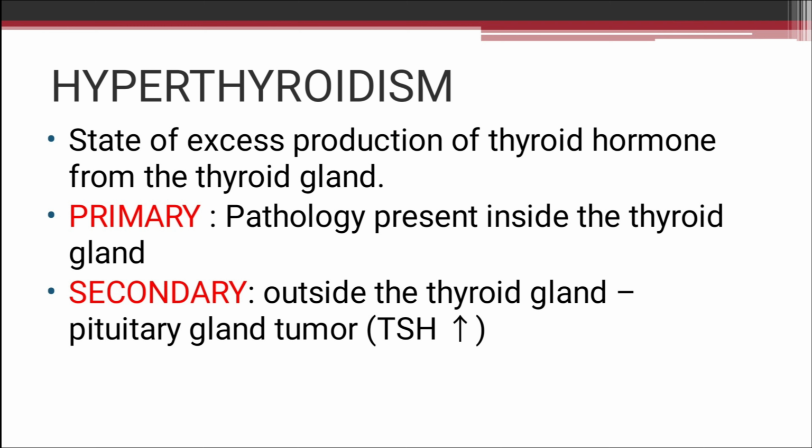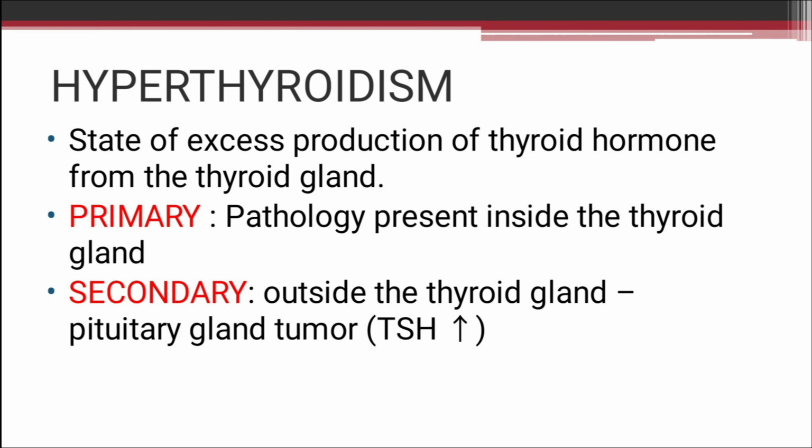Next is about hyperthyroidism, where there is overproduction of thyroid hormone from the gland. It may be primary or secondary hyperthyroidism. In primary hyperthyroidism, the pathology is present inside the gland, that is, intrinsic thyroid abnormality. And in secondary hyperthyroidism, the cause is present outside the gland.